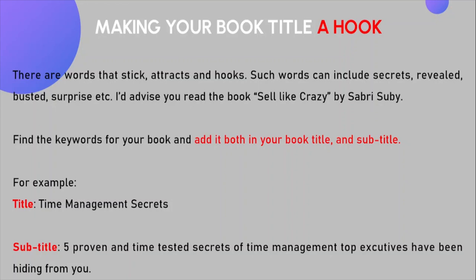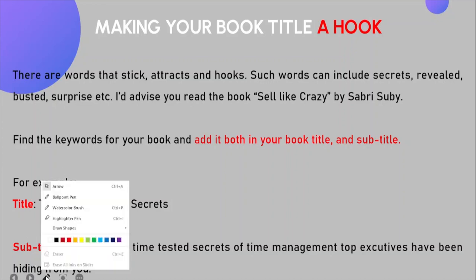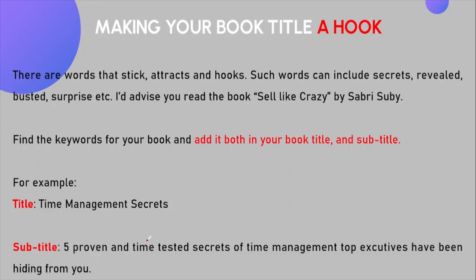You'll find the keywords for your book and add them to your book title and subtitle. So let's see how we can do that. If you're asked to find the keywords for your book and add them to your book title, you can say, for example, your book title is Time Management Secrets, right? Your subtitle is 5 Proven Time Tested Secrets of Time Management Top Executives Have Been Hiding from You. Let me annotate this for a second so that you see what I'm saying. You can see that we said here, find the keywords for your book and add them both in your book title and subtitle, right?